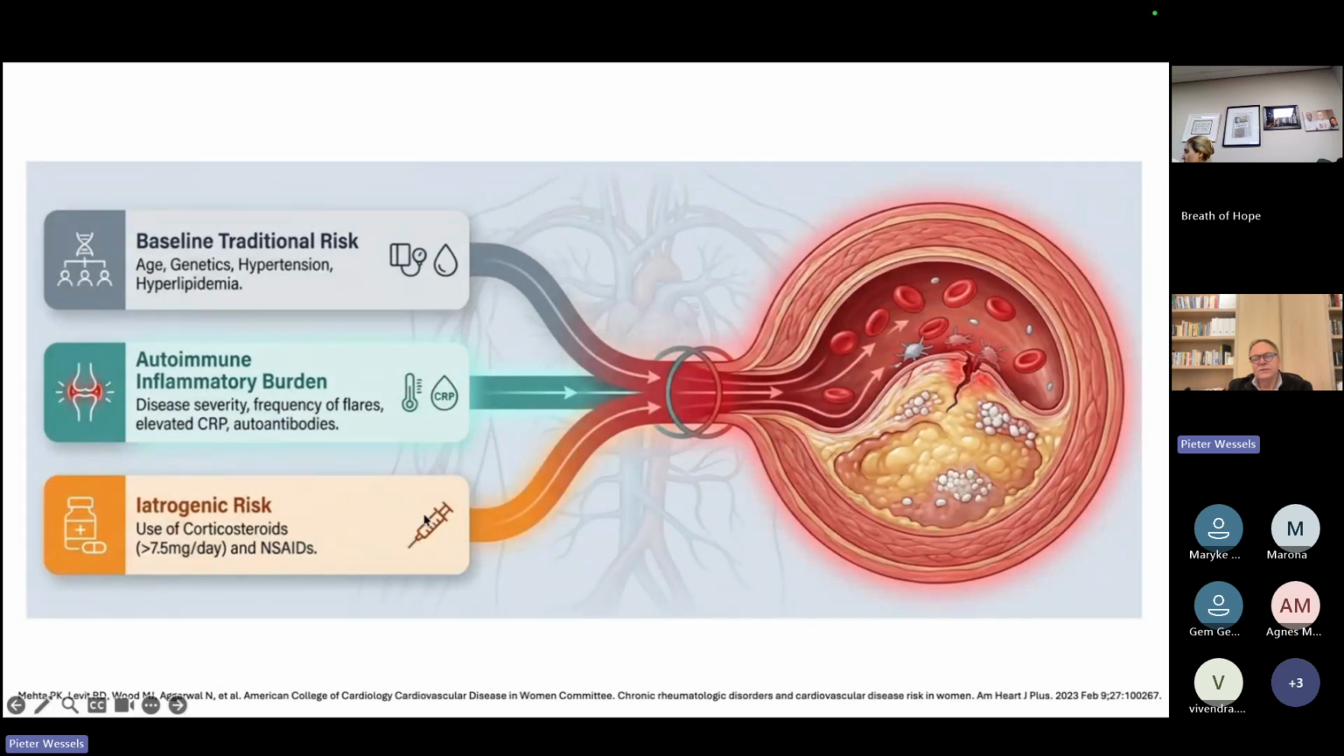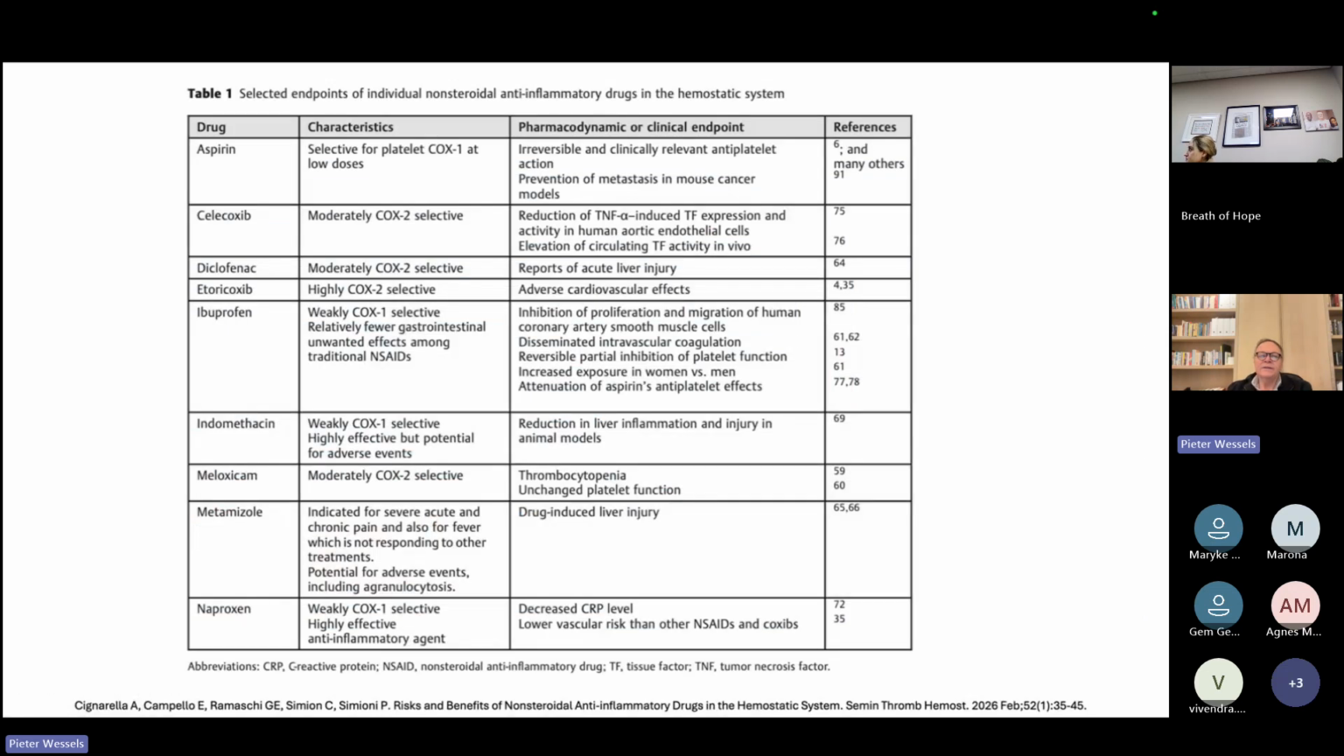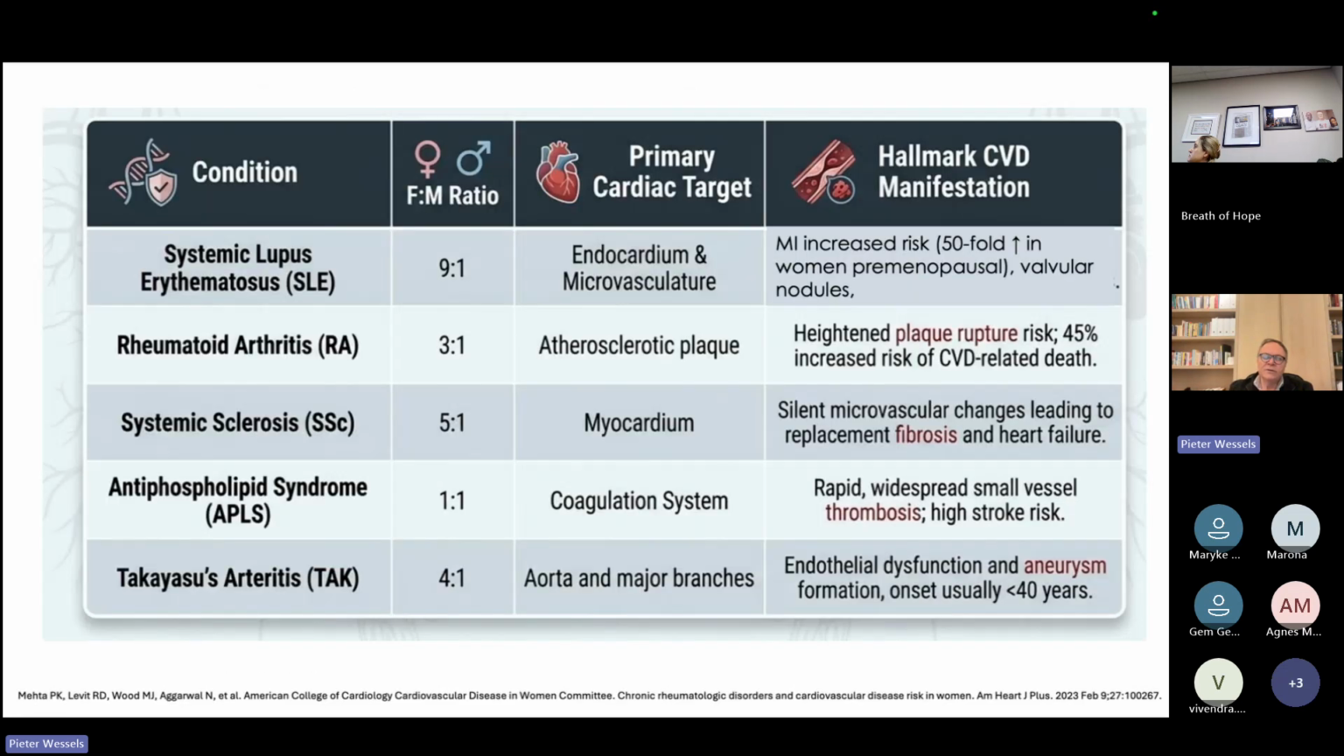And some of the NSAIDs also can play a role. And here you can see some of the antiplatelet or anti-inflammatory drugs, what they can do to the system. To give you an idea, brufen, it stops your endothelial cells from going. So if you had a cardiac bypass and you take brufen, you're really in trouble, because it stops the smooth cells, the arteries, capillaries there, endothelial growth.